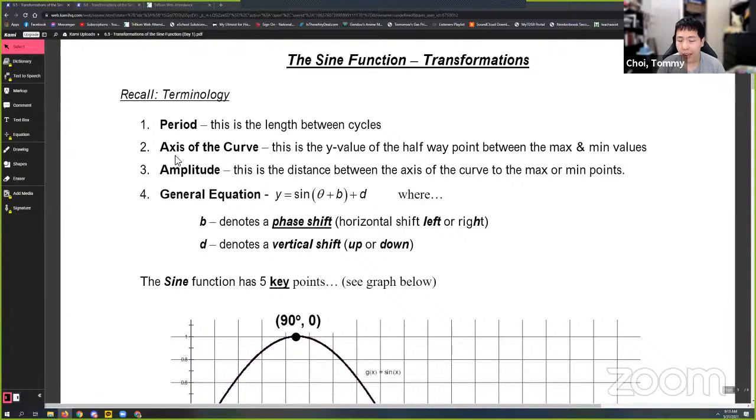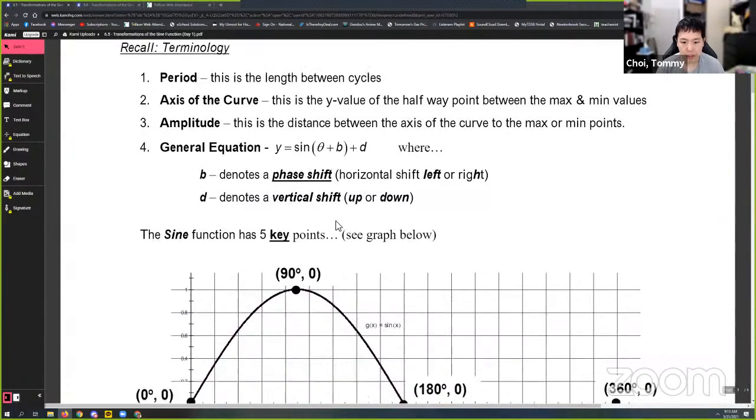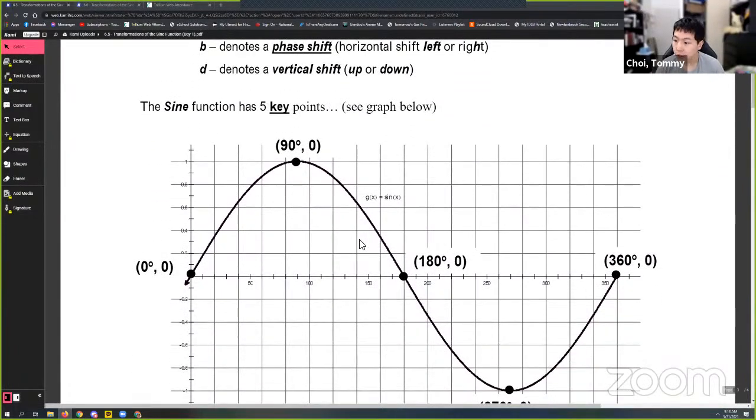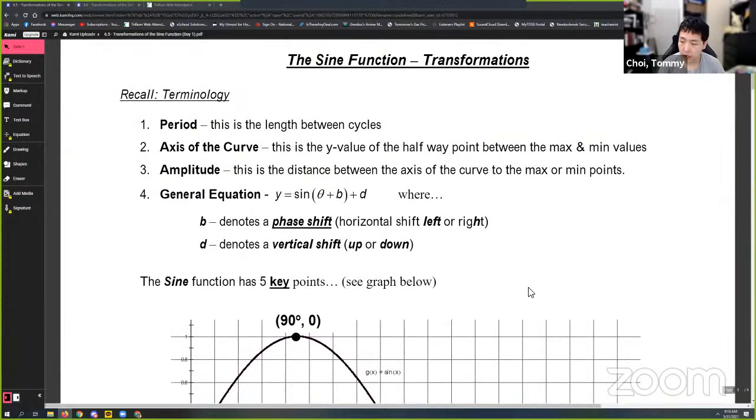We have the axis of the curve, or the equation of the axis, which is the middle line of our graph. When we look at a sinusoidal function like this, it's y equals 0. Don't just write 0; try to write y equals and then the number. If you're using the formula, you have y equals at the front: y equals max plus min over 2, and then you just solve it. So y equals that value is going to be your equation of the axis.